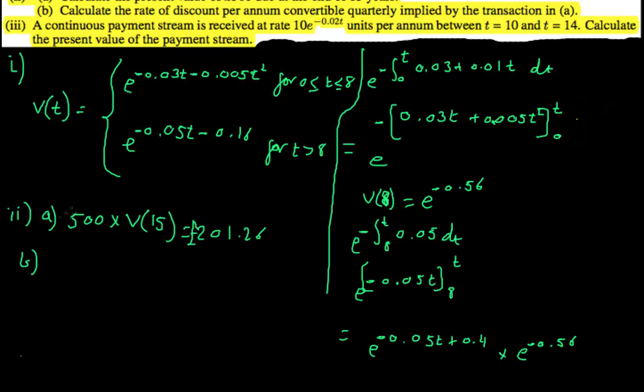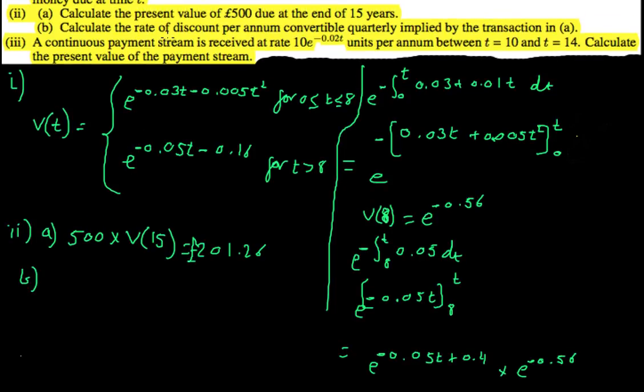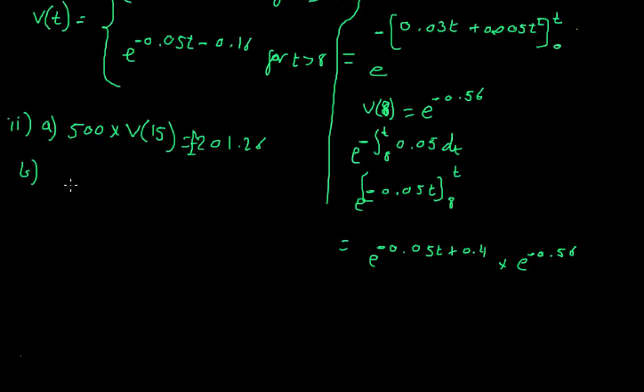Alright, and now let's look at part B. It says calculate the rate of discount per annum convertible quarterly, so that's d to the 4, implied by the transaction in A. I'm just going to write this out differently because I don't really remember coming across a question like this.